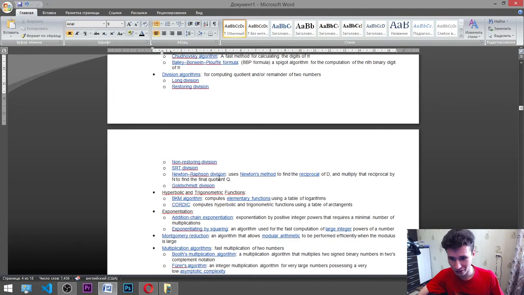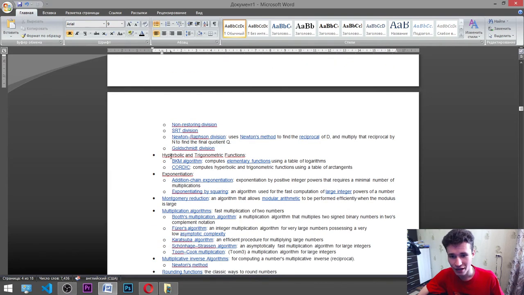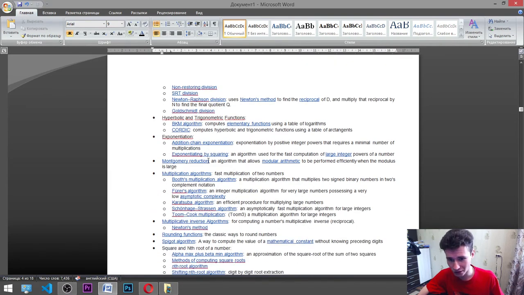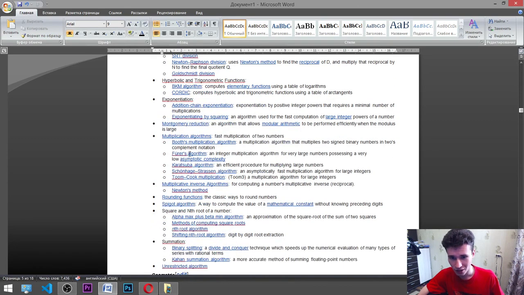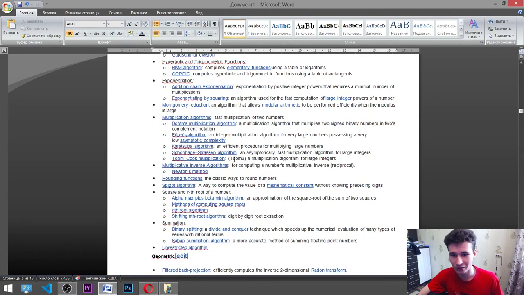Non-restoring division, SRT, Newton-Raphson, Goldschmidt division, hyperbolic and trigonometric functions, exponentiation, okay, Montgomery reduction, multiplication algorithm, Fürer's algorithm, Booth's multiplication, Karatsuba, Schönhage-Strassen. I know about multiplication of matrices with the Strassen algorithm.